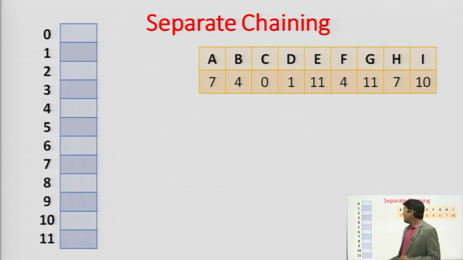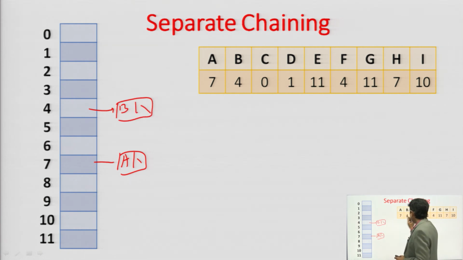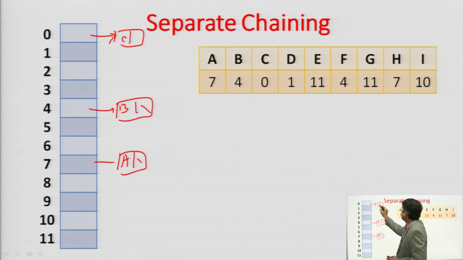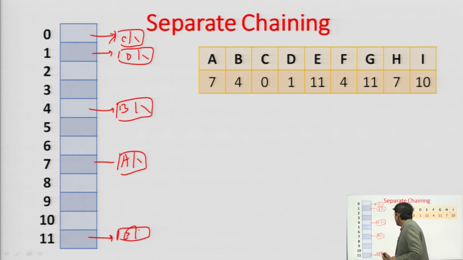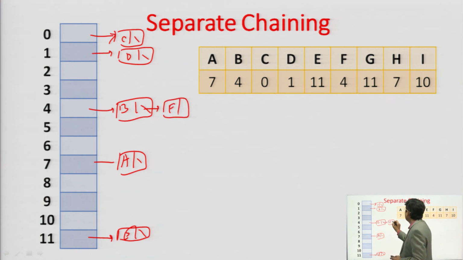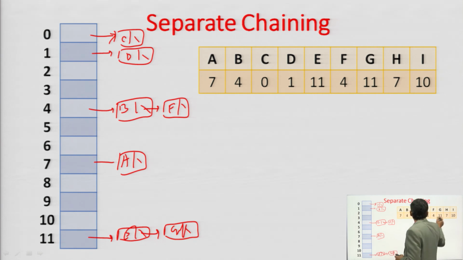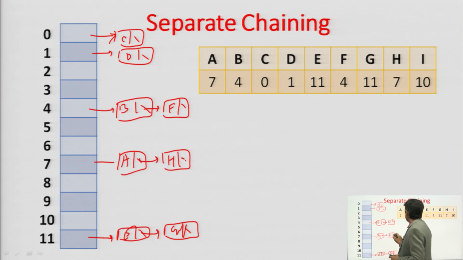What happens in the separate chaining? If A has a location 7, store A here. In case B has 4 location, store B here. In case C has 0 location, store C here. In case D has 1 location, store D here. E has 11 location, store E here. F has 4 location, at 4 location we already have B, so insert after B. G has 11 location, store it here after E. Then H has 7 location, store it after this. I at 10 location, store it here.